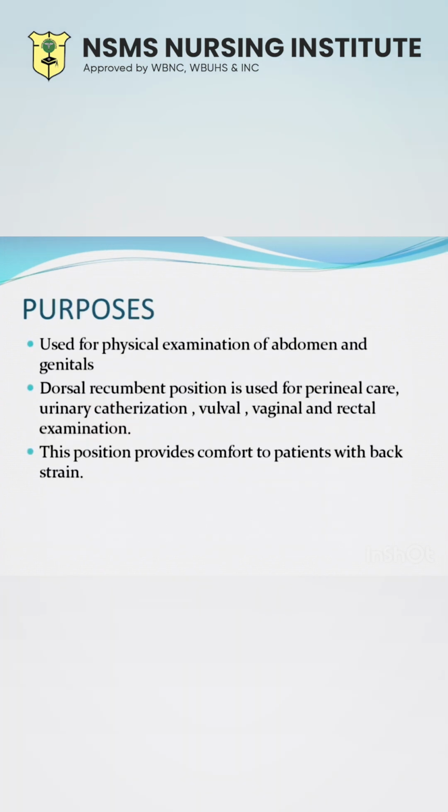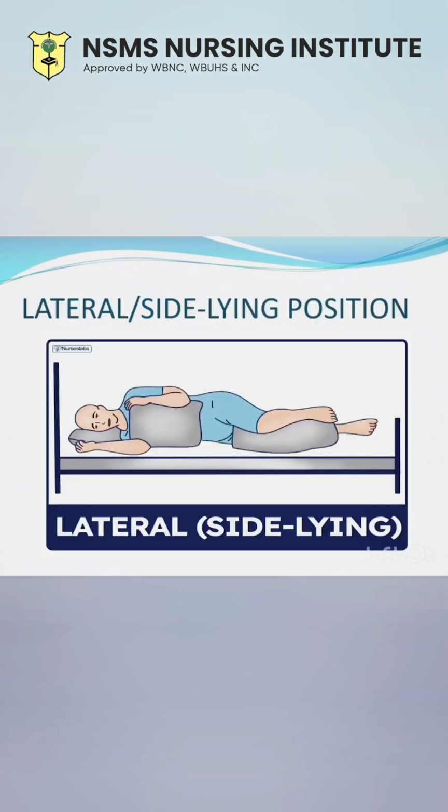Now, let us learn the uses of dorsal recumbent positioning. This positioning is used for physical examination of abdomen and genitals. Dorsal recumbent position is used for perineal care, urinary catheterization, vulval, vaginal, and rectal examination. Dorsal recumbent positioning also provides comfort to patient with back strain.